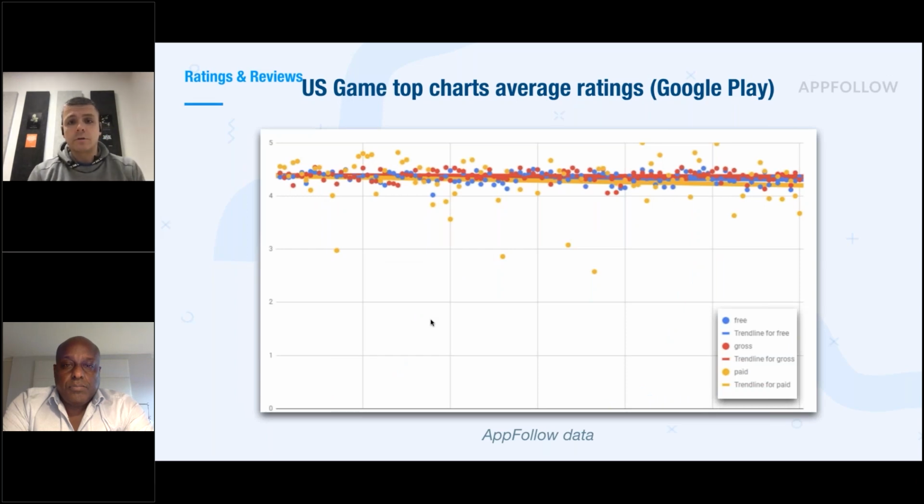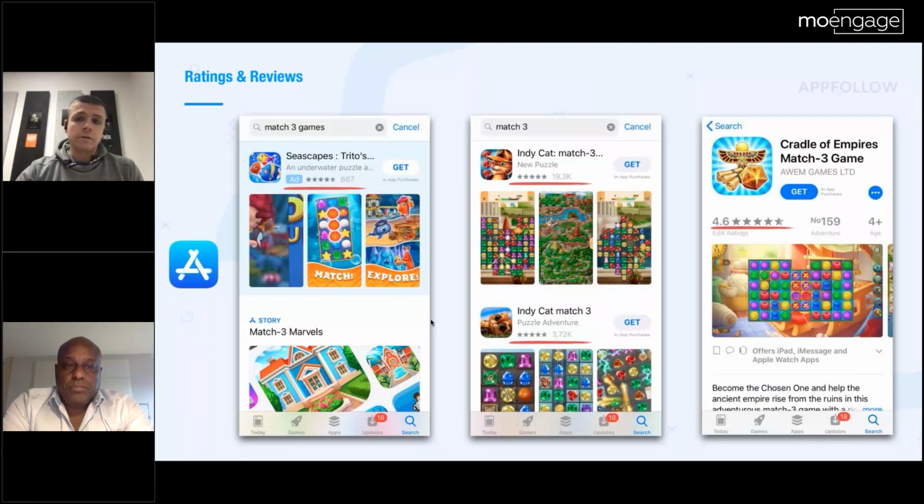Again, just to prove my words, you can see that in all charts, free chart, grossing chart, and paid chart, the average rating is pretty high. And only with the paid chart, you can see some exceptions that fall behind the trend line. So once again, working on the rating and getting a high average rating is very important. But what else is there? What is something that developers usually don't pay that much attention to, but we think they should?